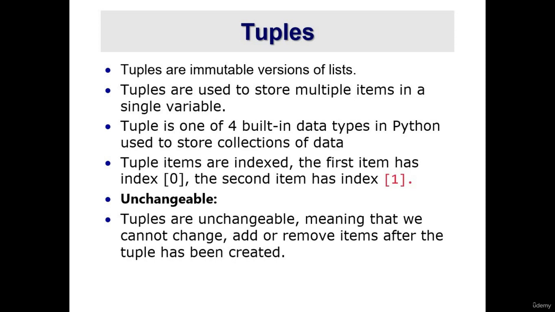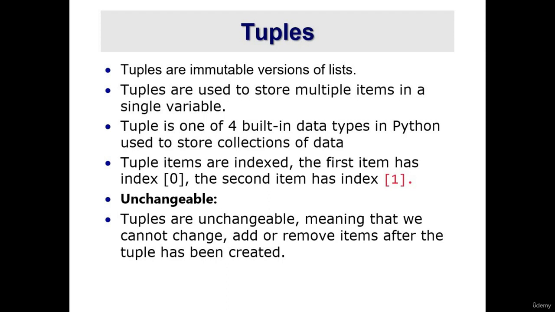Number 4 point is tuple items are indexed. The first item has the index 0 and the second item has the index 1. We have already studied the concept of index for all the sequences: strings, lists and tuples. Tuples are unchangeable, which means they are immutable, and we cannot change, add or remove items from the tuple once it has been created. As we did in our previous class, we modified the list by inserting, adding or deleting items, but in case of tuples, we cannot perform all these functions.